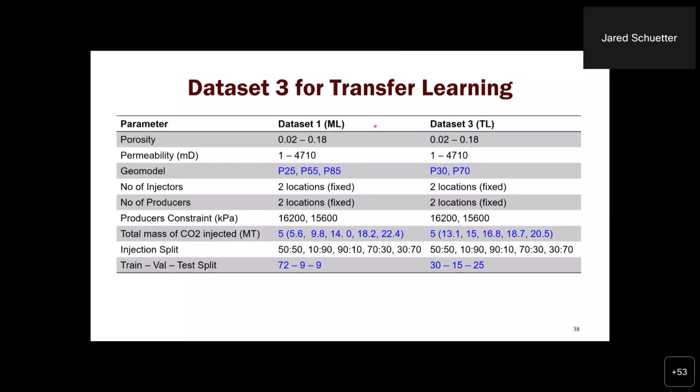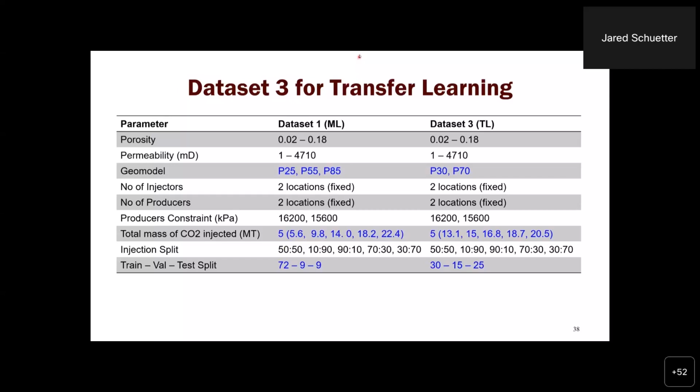Yes. So the main differences between the base case and what you're transferring to is really a change in these geomodels and, I guess, in the observed total CO2 mass injected. But in terms of the mass injected, these values fall within the same range of injected masses from your dataset 1, which I would expect dataset 1, for example, to be able to interpolate to one of these injection rates for the geomodels, 25, 55, and 85.